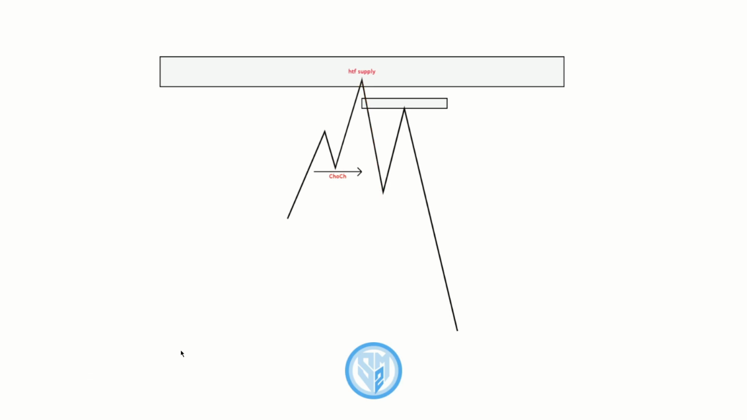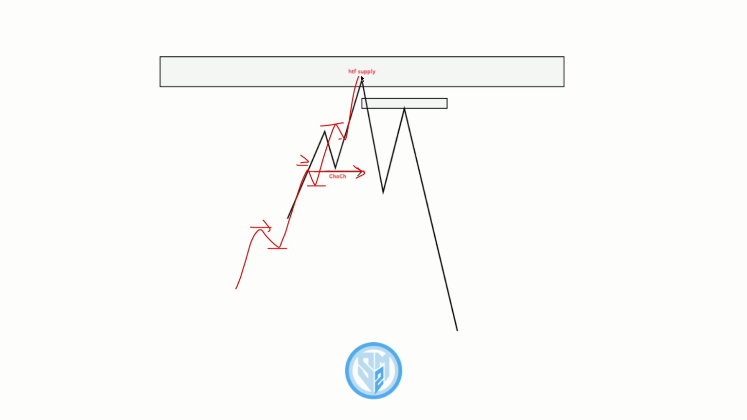Now, the reason why we call this a change of character is because it's a break of structure which indicates a change in the trend. Because previously we had been bullish, right? And we only used to see break structures towards the upside, right? We weren't breaking through any of these lows.